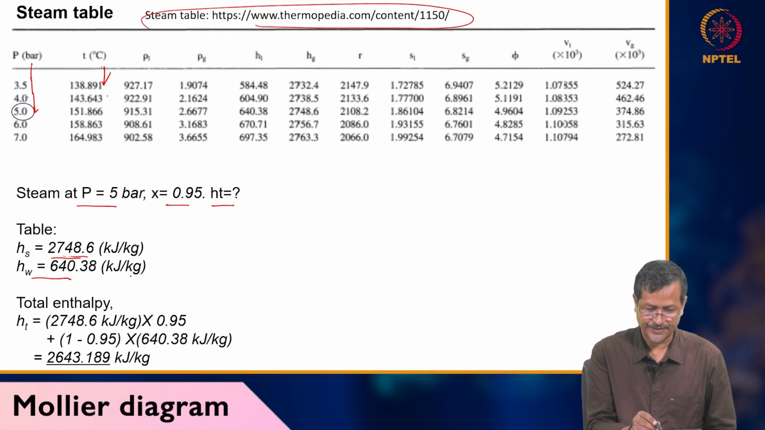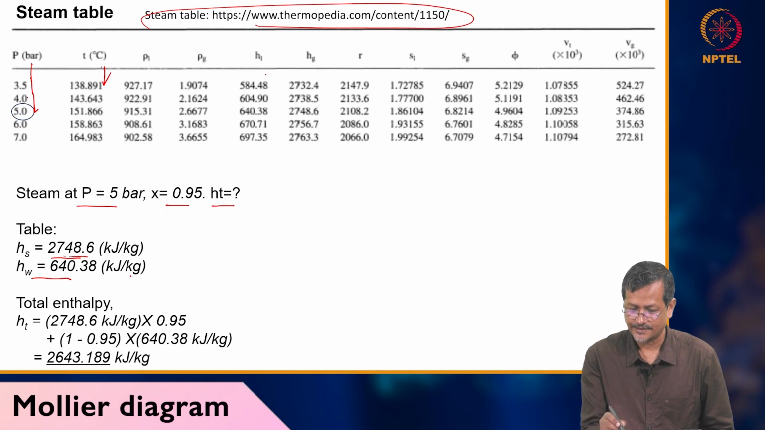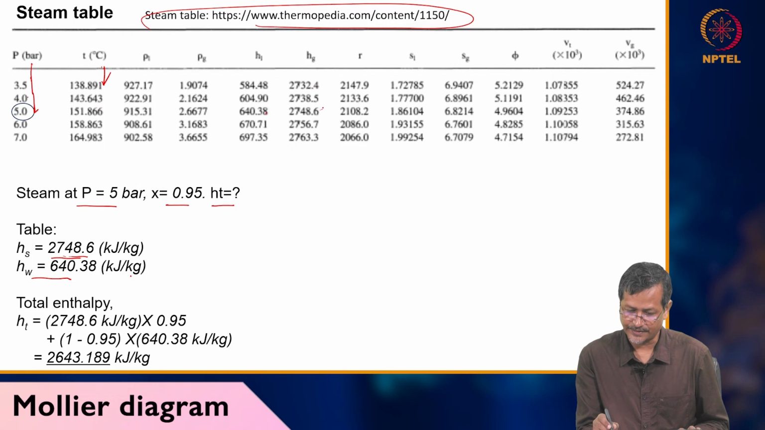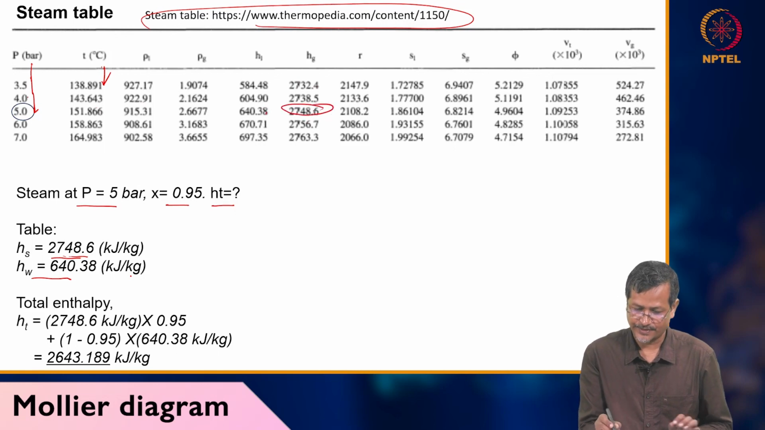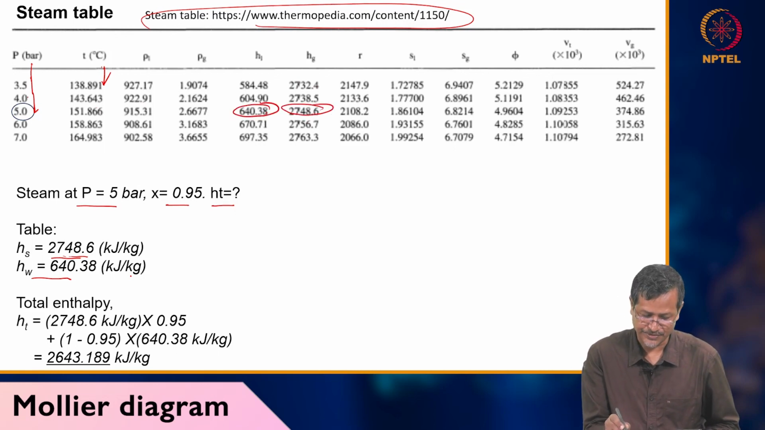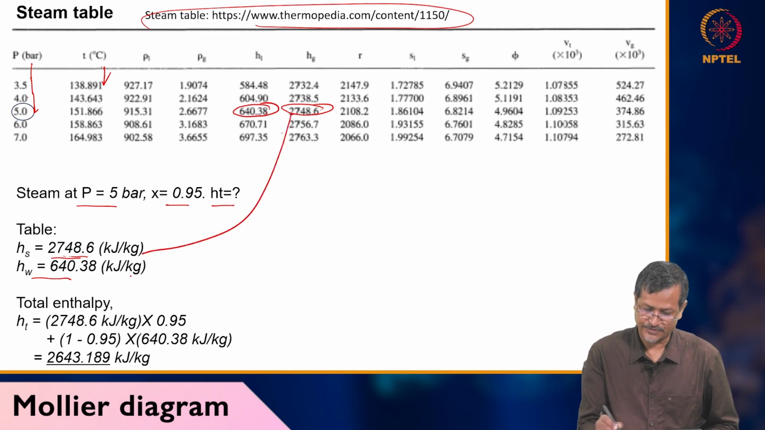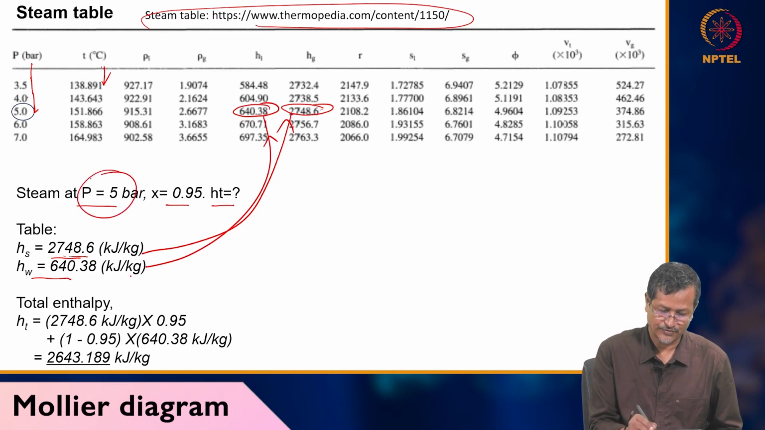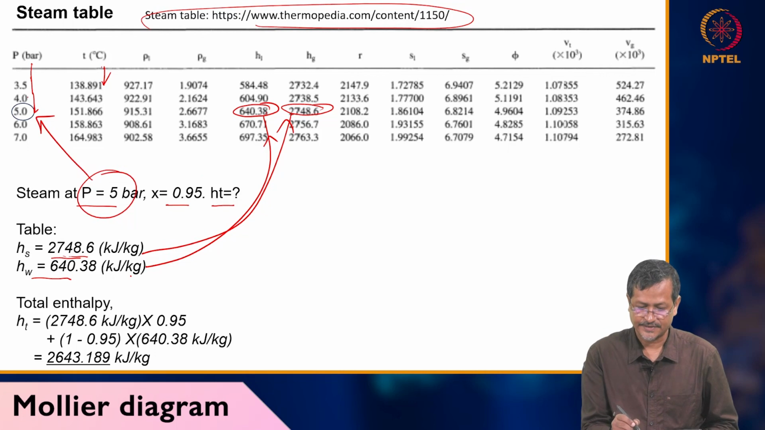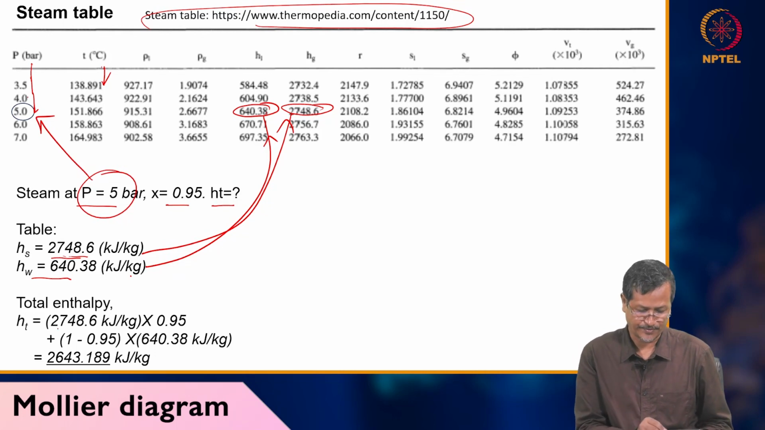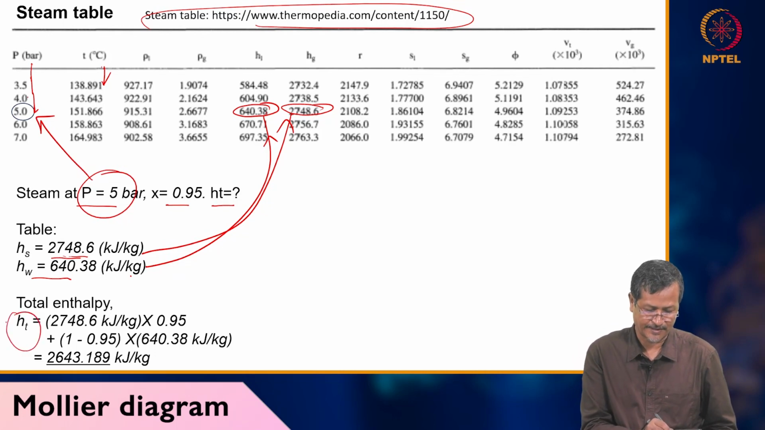5 bar is there, HS, where is the HS? H liquid, 2748, H gas. And 640, this is 640. So 2748, you can see this one, and this one is here. For 5 bar, you can see this x dryness fraction 0.95.